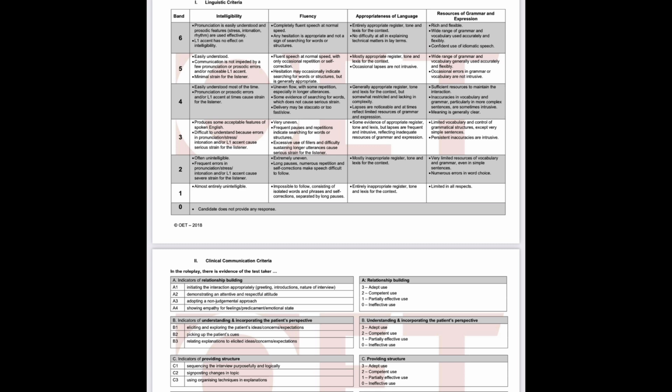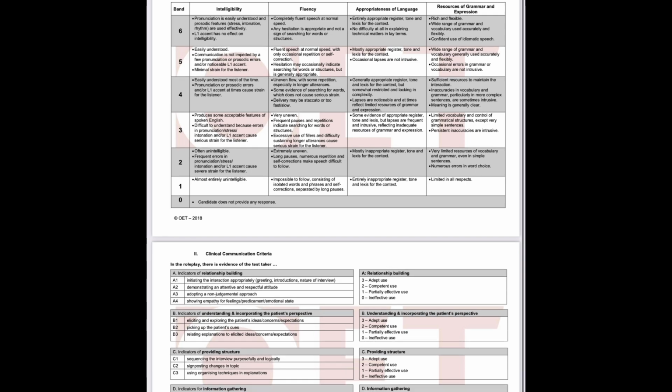Again, this pause here is not appropriate because I'm searching for idioms. So any pause in your speech should be appropriate. It should not be a sign that you're looking for the right words or the right structure. But the important point here is I have only highlighted the top band score. You don't need to get the top band score, you only need B grade. So even if your speech is at the 5th band, easily understood, communication is not impeded by a few pronunciation or prosodic errors and or noticeable accent, it doesn't really matter.